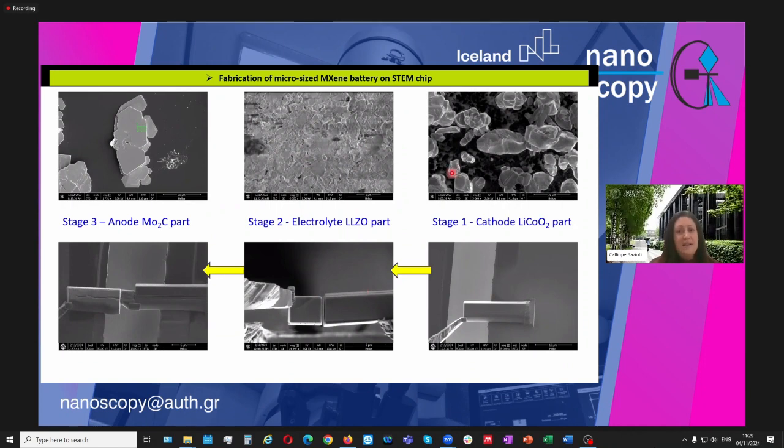Here you can see step by step again what happened. We have SEM images from all three parts: the cathode, the electrolyte, and the MXene anode. And we started with FIB to deposit all different parts step by step. It is important also to see that we managed to hold all parts tightly together by depositing platinum during the FIB deposition.